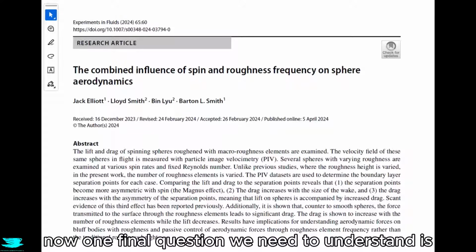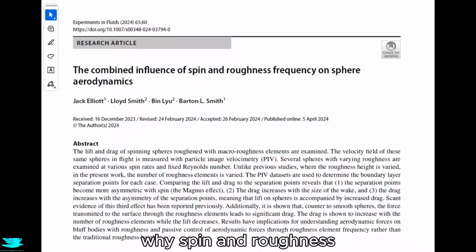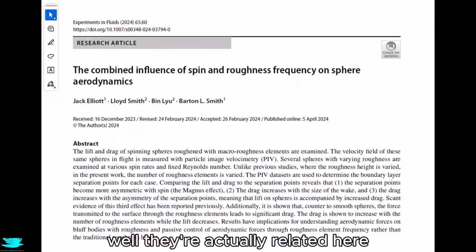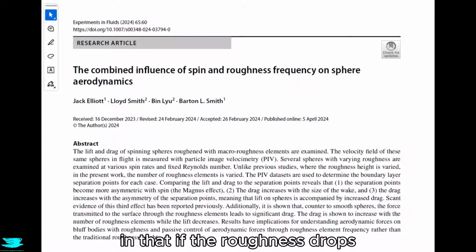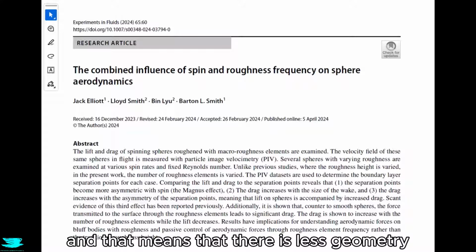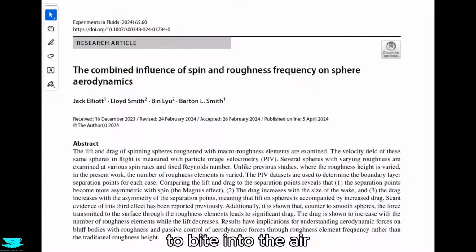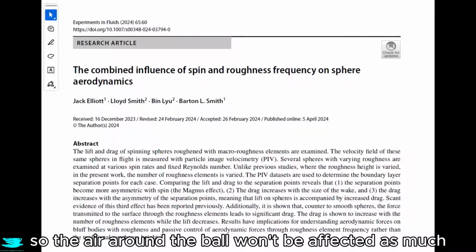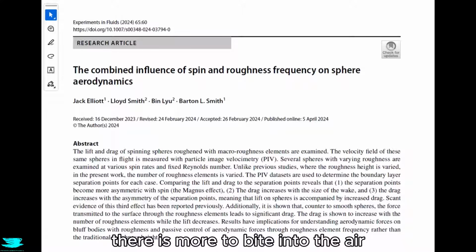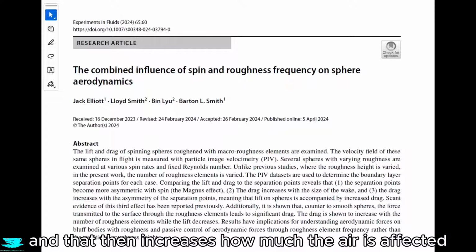Now, one final question we need to understand is why spin and roughness might have an effect on the ball's aerodynamics. Well, they're actually related here in that if the roughness drops, then the ball surface becomes smoother, and that means that there is less geometry to bite into the air. So the air around the ball won't be affected as much. As the roughness increases though, there is more to bite into the air, and that then increases how much the air is affected.